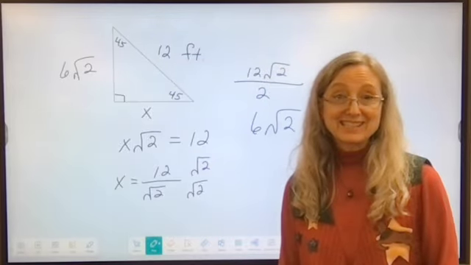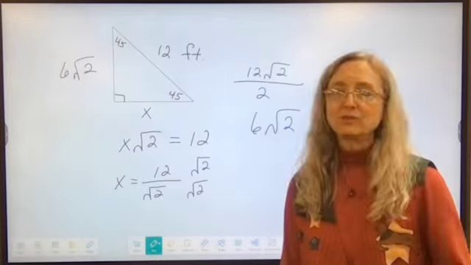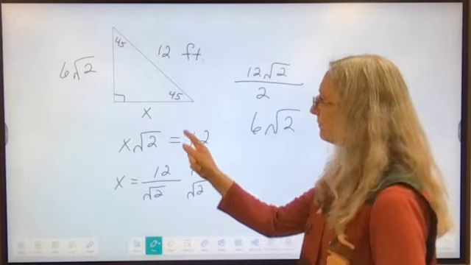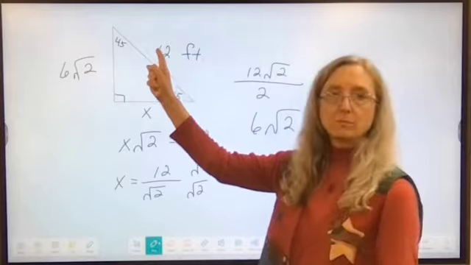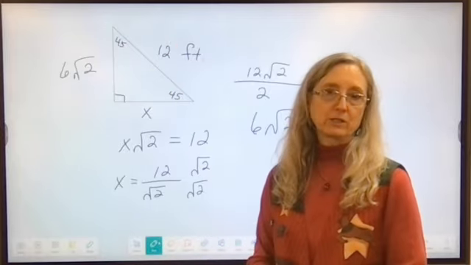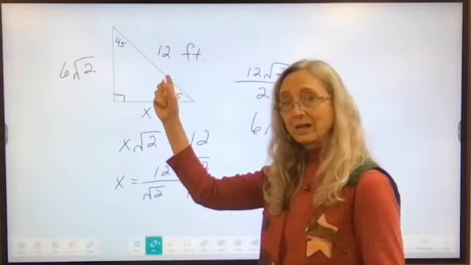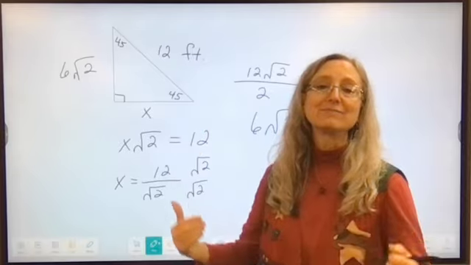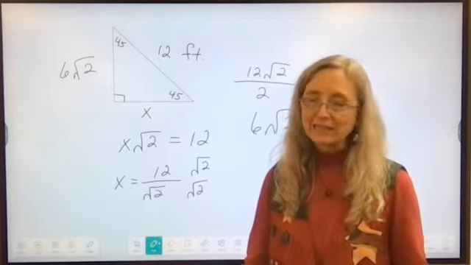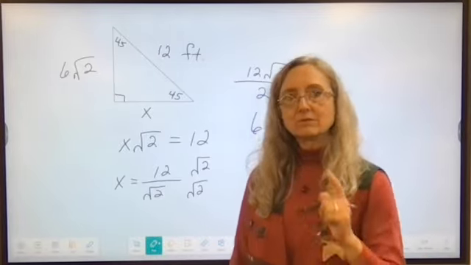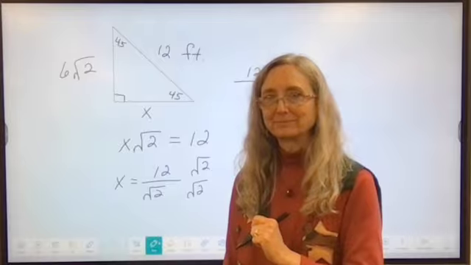That may have seemed complicated, but after you do it a few times, it becomes really quick and easy. So know if you're going from the leg to the hypotenuse, you multiply by the square root of 2. So you're just going to do the opposite. If you're going from the hypotenuse to the leg, you're going to divide by the square root of 2. It's that simple, really. Let's check to make sure we got it right.